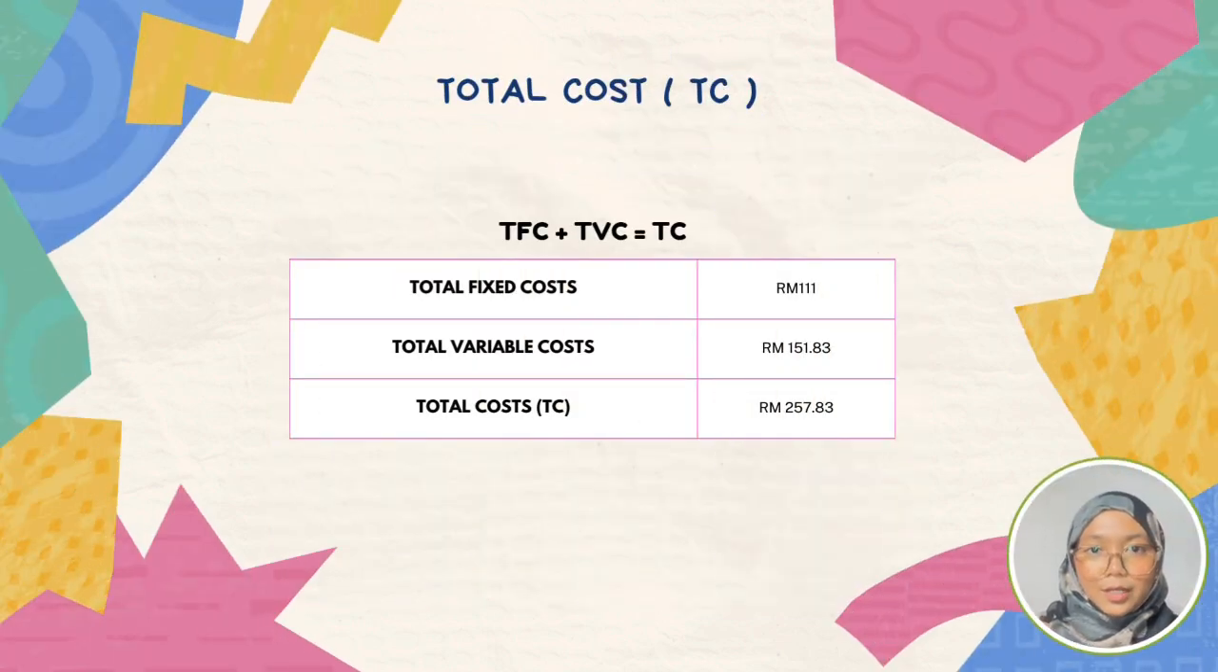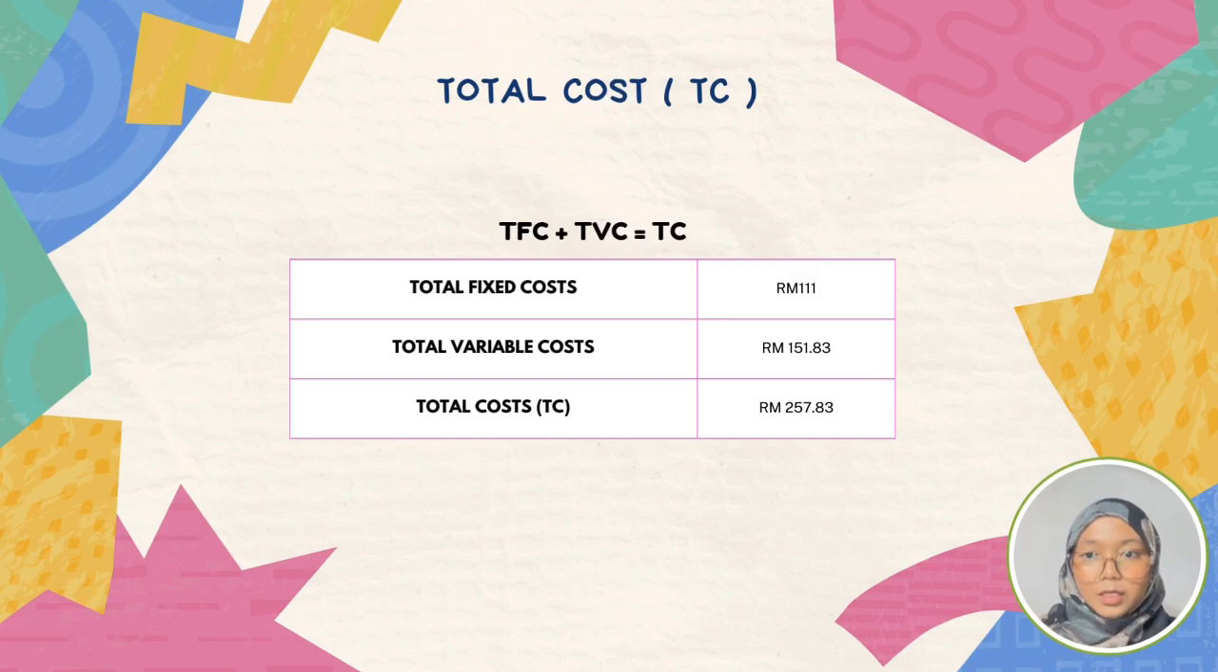Now, let's look at the overall cost for the project, which is broken down into 2 categories: fixed cost and variable cost. First, we have the total fixed cost, TFC, which amounts to RM111. These costs are constant and do not change regardless of the level of output. They cover expenses that remain the same, like materials we need to purchase at a set price.